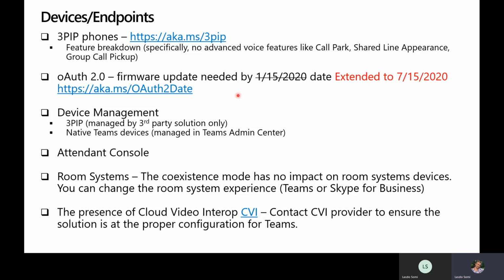OAuth 2.0 firmware, we had a deadline mid-January. This is now extended to 7/15/2020. So you have a few more months to deploy OAuth 2 updates to these hardware devices. Management of this third-party IP phone is still happening through the third-party solutions, generally the manufacturer who manufactures those devices. If you deploy Teams devices, you can manage them through the Teams Admin Center.